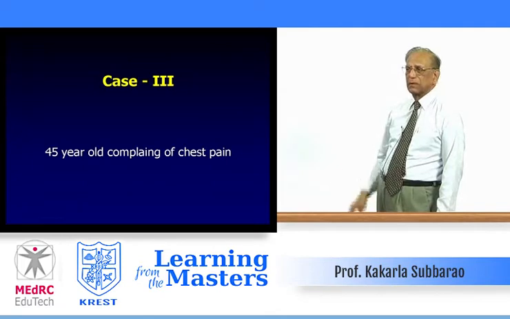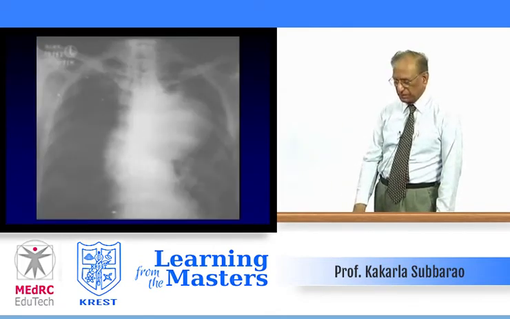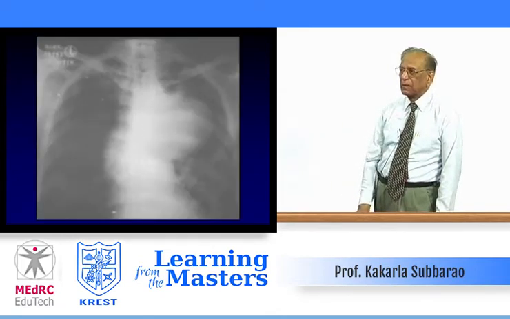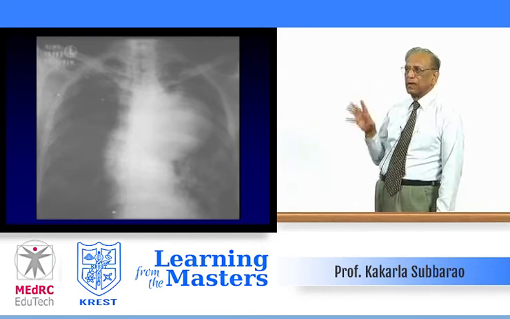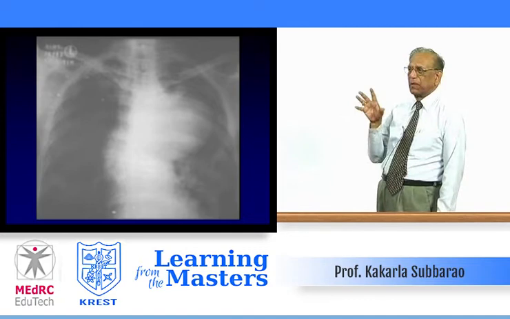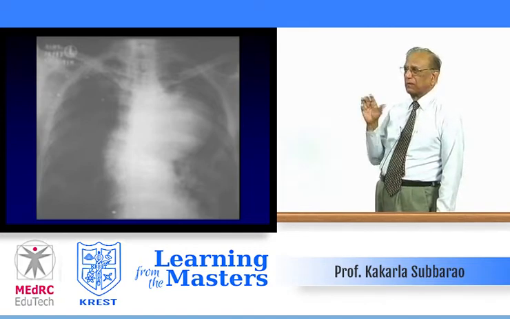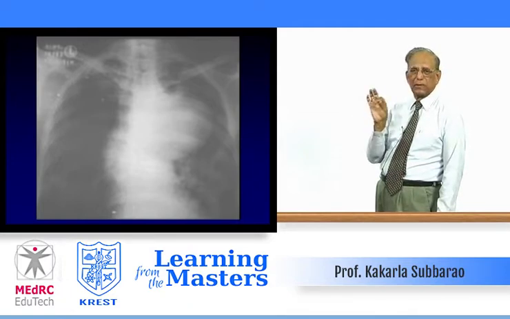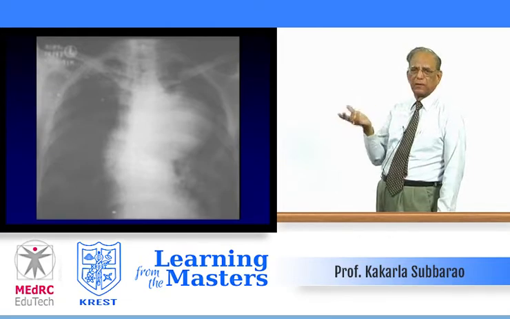45-year-old person complaining of chest pain. Again, you find a nice, well-defined homogeneous opacity in the left para-aortic area, and on the right side, the ascending aorta also shows prominence as if there is a dilatation. The first thing you think of is an aortic aneurysm.